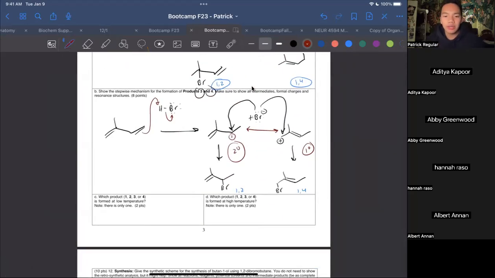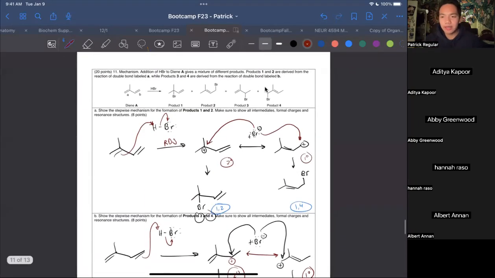Which of the following is your thermodynamic and your kinetic product? Low temperature is your kinetic product. High temperature is your thermodynamic product. Now, if you're trying to decide, well, which one do I choose? Well, you always have 3 or 4 products. The most reactive alkene will give you your thermodynamic and kinetic product. How do you determine the most reactive alkene?